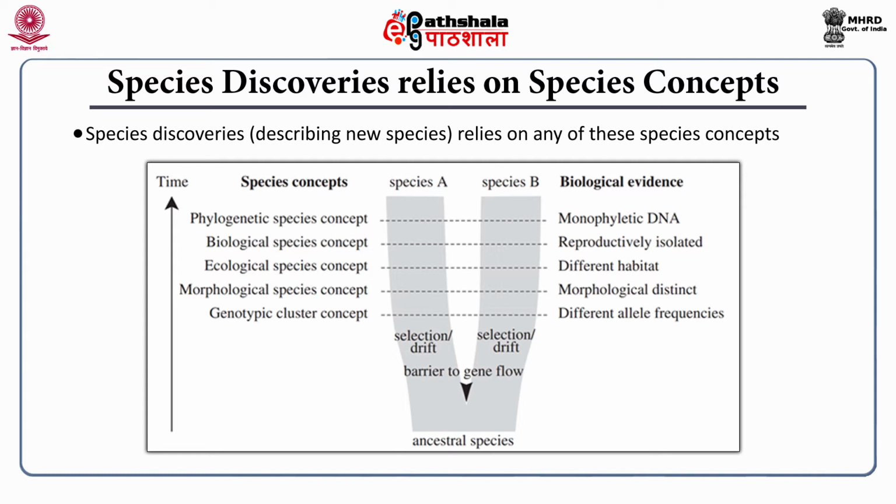Ecological species concept, differential habitat. Morphological species concept, morphologically distinct. You know, morphologically the species has to be distinct. And in the case of the genotypic cluster concept, different allele frequencies need to be established if I want to substantiate my claim for a new species.